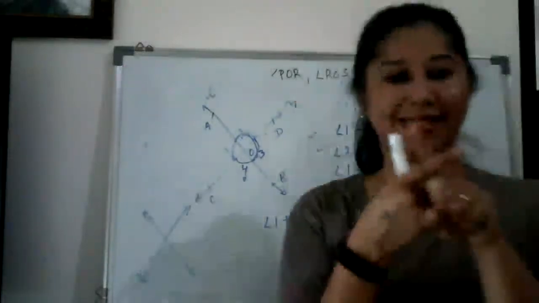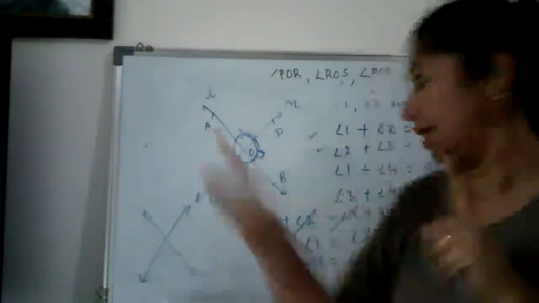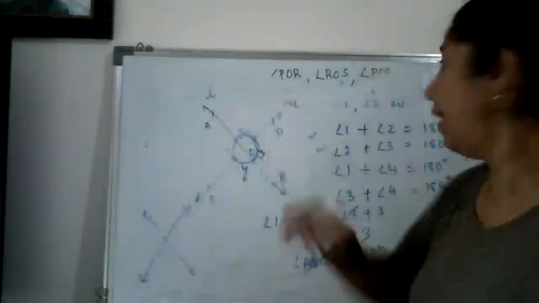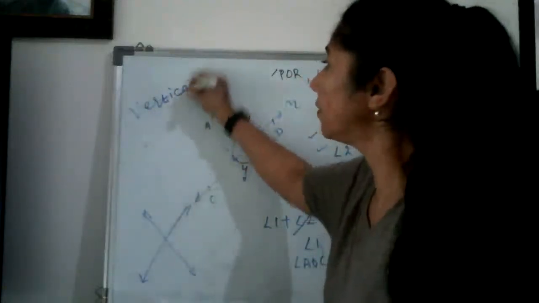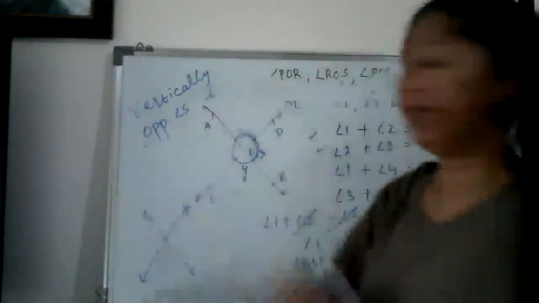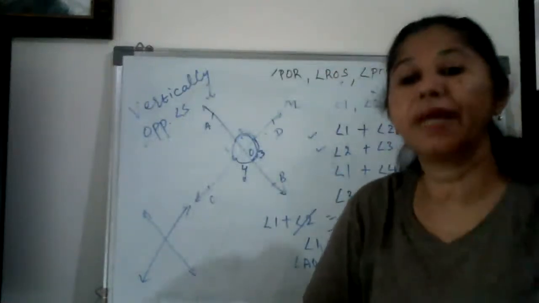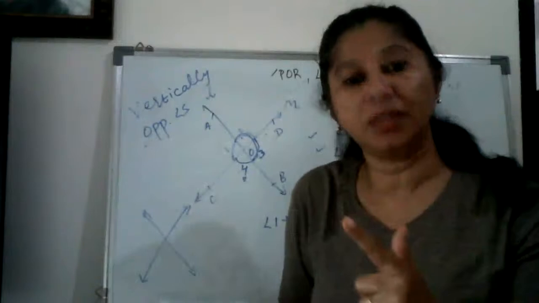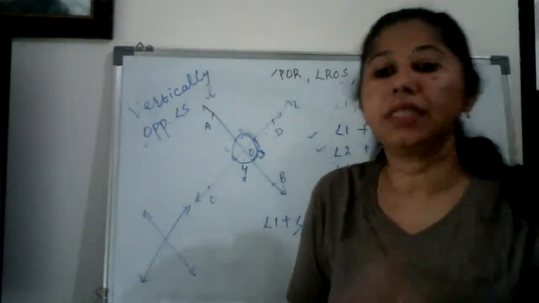Whenever I draw X, that is two intersecting lines, what do I get? I get linear pair of angles and I get vertically opposite angles. Whenever we draw two intersecting lines, we get two different types of angles, that is linear pair of angles, and we get pairs of vertically opposite angles.